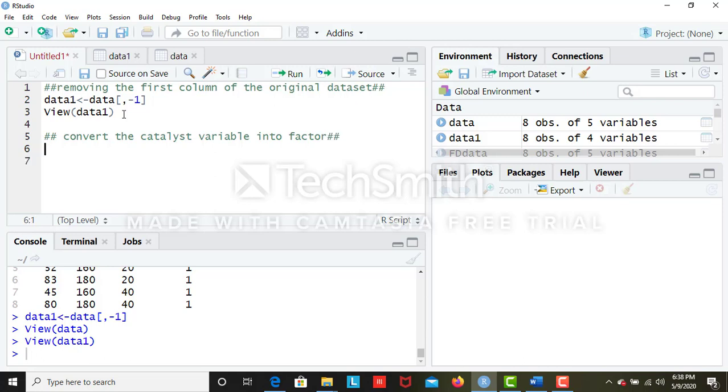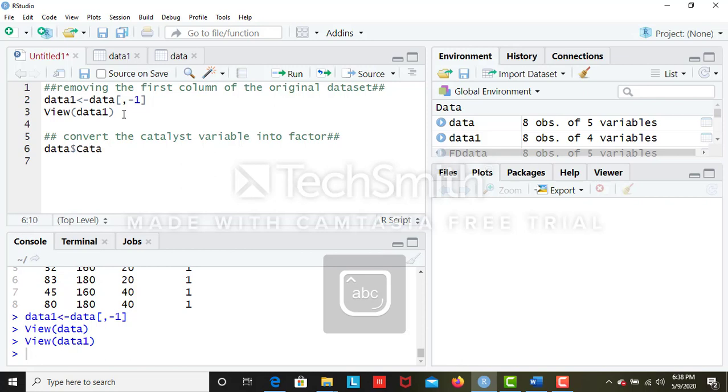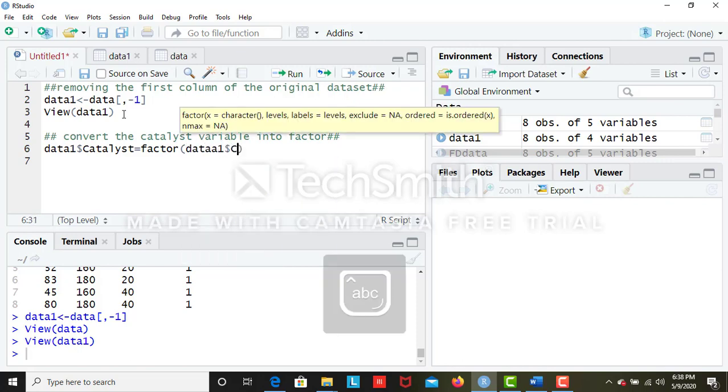So I'm going to have data1, then catalyst, so I'm going to see actually my new data is data1 catalyst. I'm going to have that to be equal to factor, and then data1 catalyst.